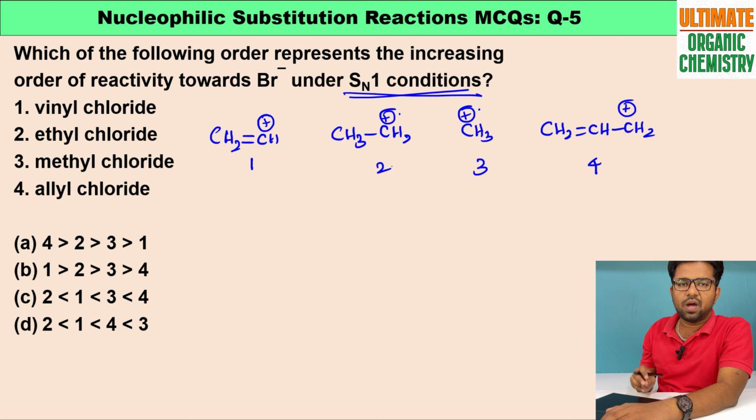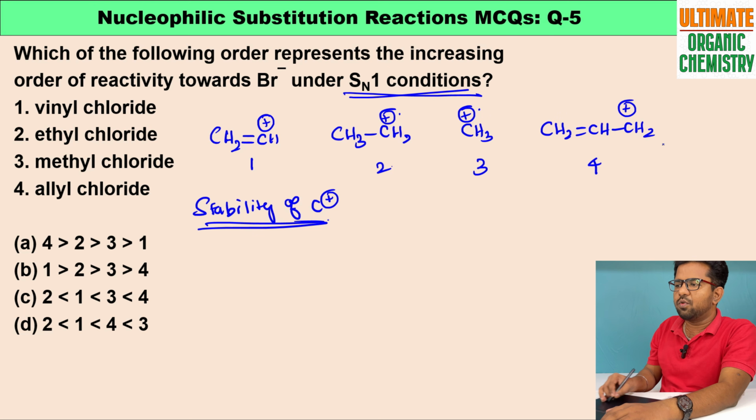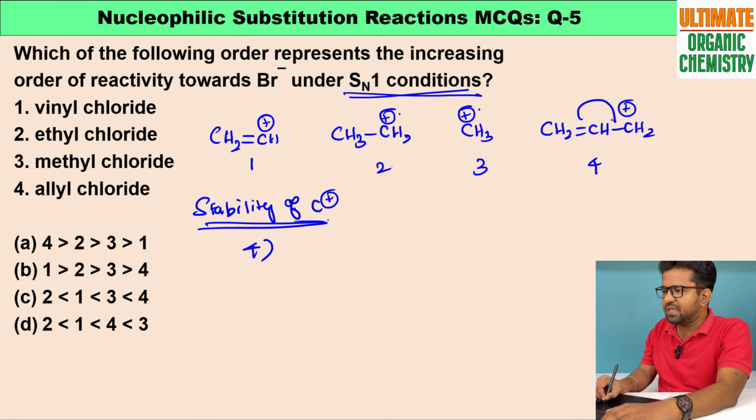So now you need to identify the stability of all 4 carbocations. Once the stability of all 4 carbocations is identified, then the reactivity in SN1 reaction will be very easy. So among the 4, the most stable carbocation is allyl cation, because this cation can be stabilized by the neighboring pi bond. So that means it is resonance stabilized. This is the most stable.